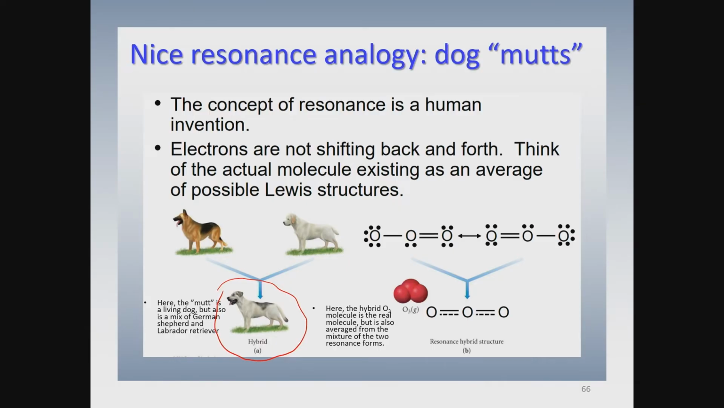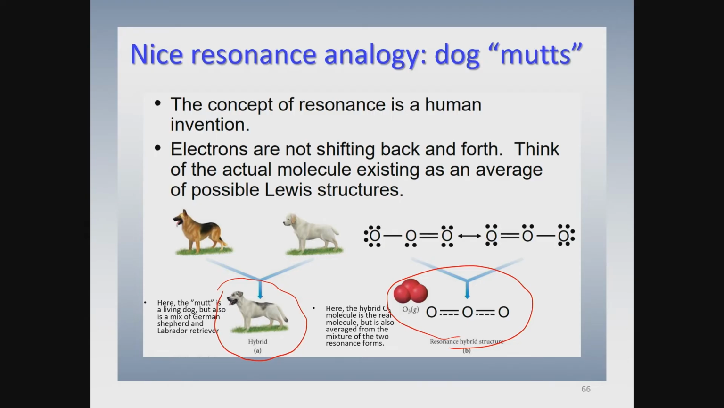And so the mutt, the final dog, which is alive and well, represents a sort of a mixture of the German Shepherd breed and the Labrador Retriever breed. And so we can sort of say the similar thing. Instead of looking at, say, a living mutt, let's look at a living molecule. And here the living molecule is ozone. So here is the ozone molecule.